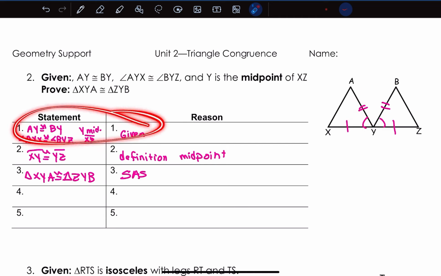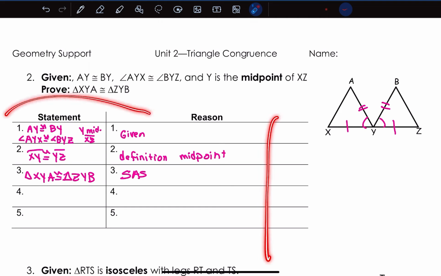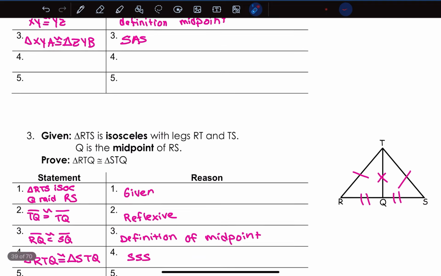Write out your given. All you have to do here is state that XY is equal to YZ by the definition of a midpoint. And then you have enough to use side, angle, side to state that the triangles are congruent. This worksheet likes to give you more lines if you wanted to write out the givens as each separate line, but my preference is to write them all in one just for the sake of time.